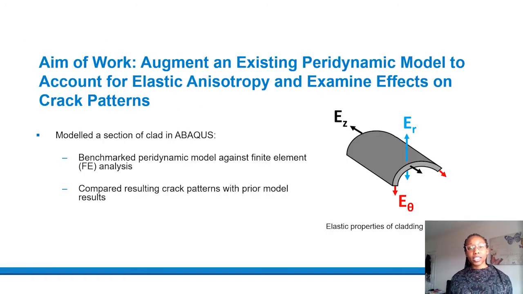Given the propensity for SiC-SiC tubing to undergo microcracking during the operating conditions found during normal reactor loading, it becomes important to accurately be able to predict the crack patterns that would form in a SiC-SiC clad. Thus, this work aimed to augment an existing peridynamic model created by Haynes et al. to account for the elastic anisotropy which is found in the composite. The crack patterns are then compared between the anisotropic model and the isotropic model to determine the impact of actually incorporating this anisotropy.